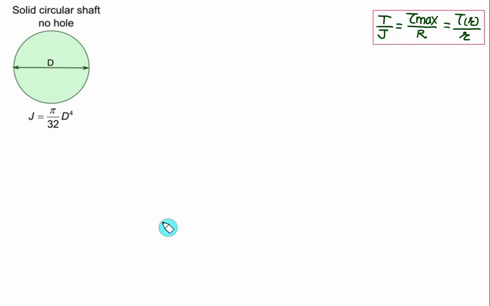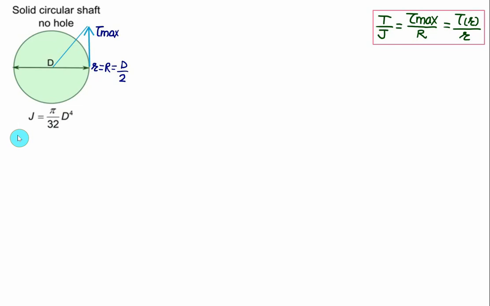In a number of situations, we are using the solid shaft, and for solid shaft, the polar moment of inertia is given as pi by 32 d to the power 4. For solid shaft, the maximum shear stress will occur at radius equal to capital R. So at this point, we have r equal to capital R, which is equal to d by 2. And now we can use this equation to develop the equation for torque.